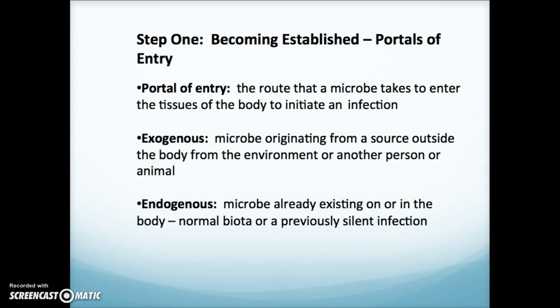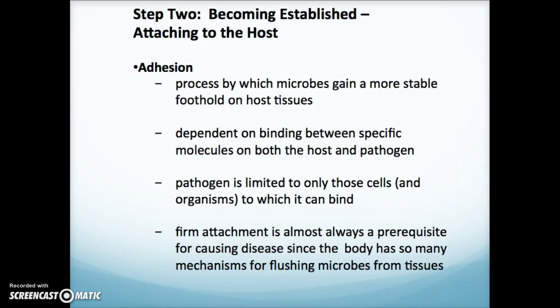Step one would be becoming established. Often there's a portal of entry, and that's the route that the microbe takes to enter the part of the body that it's going to start an infection. If it's an exogenous microbe, it means that it originates from outside the body, from another person or animal. In general, when we're looking at our microbiome, we would not see exogenous microbes. Normally what we would see is endogenous. These are microbes that already exist on the body, or maybe they were a previously silent infection.